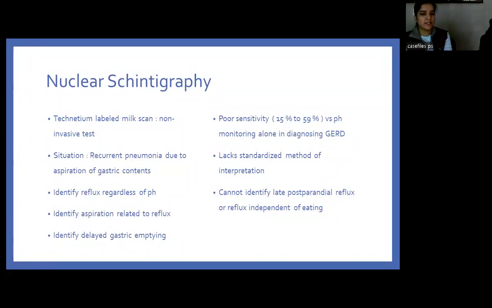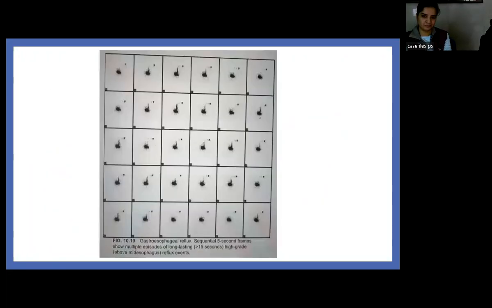It is particularly done in situations such as recurrent pneumonia due to the aspiration of gastric content. Nuclear scintigraphy can identify reflux regardless of its pH, can identify aspiration related to the reflux, and delayed gastric emptying. However, it again has poor sensitivity, that is 15 to 59%, as compared to pH monitoring alone in diagnosing GERD. It lacks a standardized method of interpretation and cannot identify late postprandial reflux or reflux independent of eating.